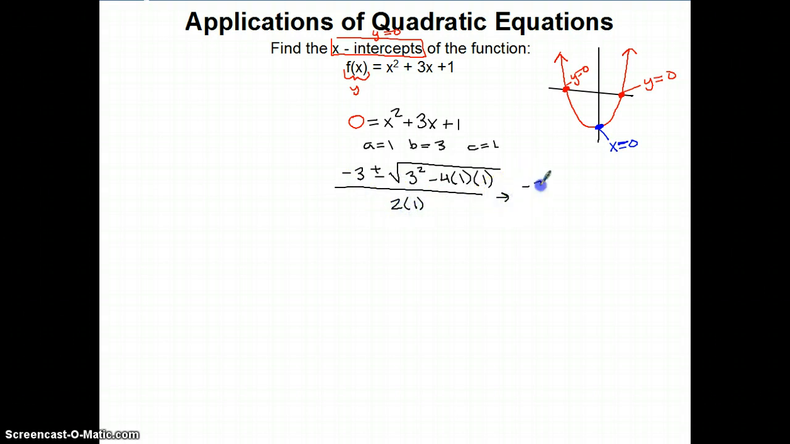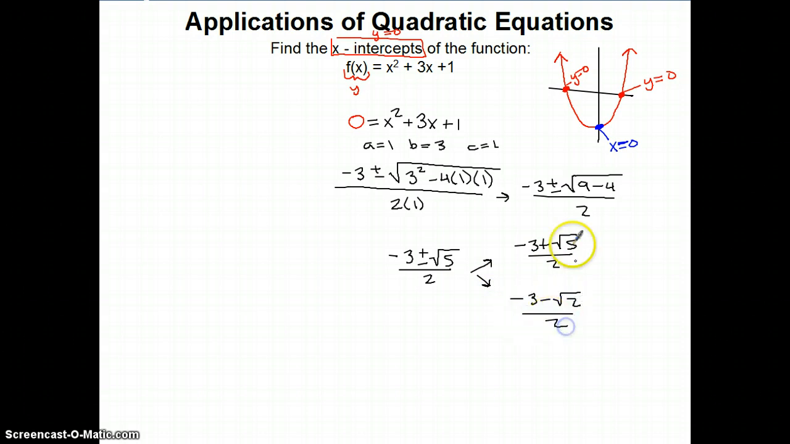This simplifies to negative 3 plus or minus the square root of 9 minus 4, all over 2. So I have negative 3 plus or minus the square root of 5, all over 2. Writing two equations, I have negative 3 plus the square root of 5 all over 2, and negative 3 minus the square root of 5 all over 2. And these are your two x-intercepts. So you can write ordered pairs with these if you'd like, where it would be this is your x value, comma 0 for y, and same for the second, this for your x value, 0 for y.